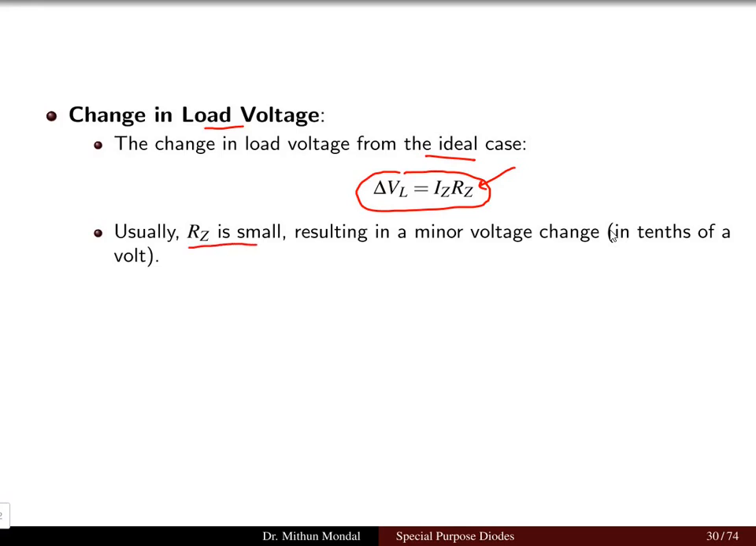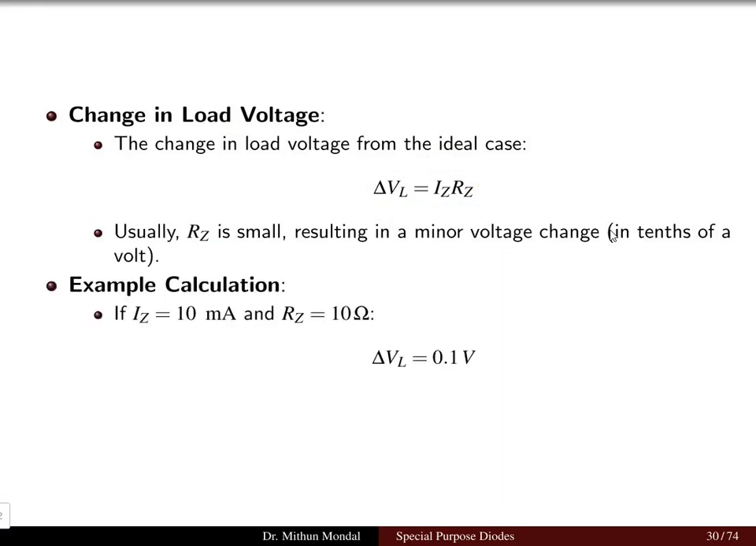Usually this Zener resistance is very small, resulting in a minor voltage change. About 1/10 of a volt we can consider, and hence it can be neglected. As an example, if the Zener current is 10 milliampere and the Zener resistance is 10 ohm, then what is the voltage drop across the Zener resistance? You will have 0.1 volt. That is the multiplication of 10 milliampere and 10 ohms.